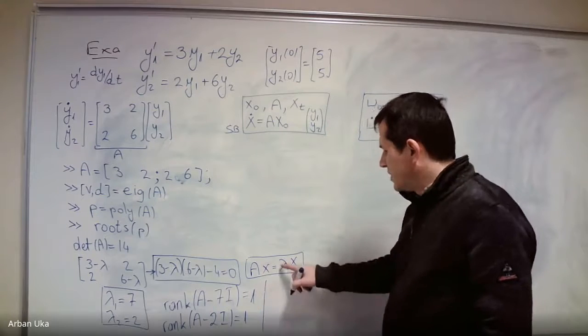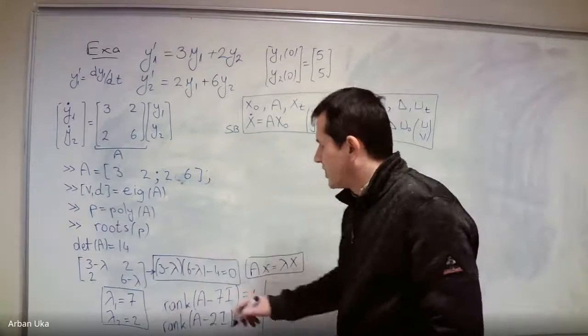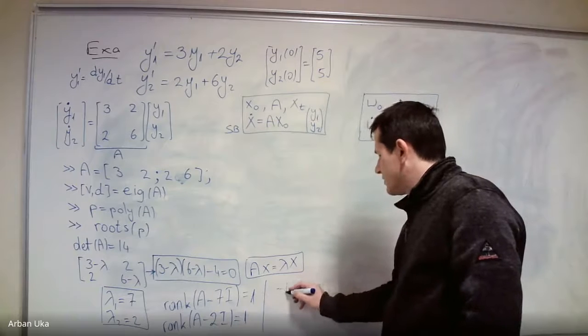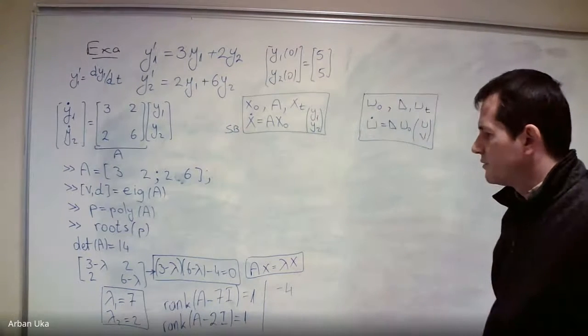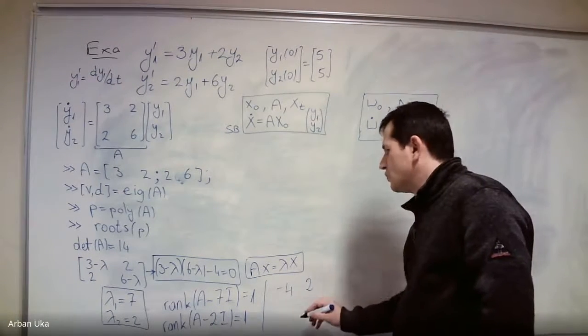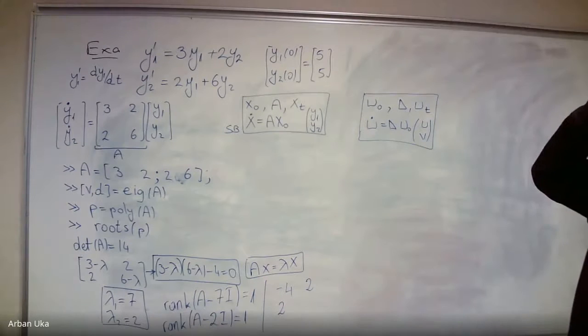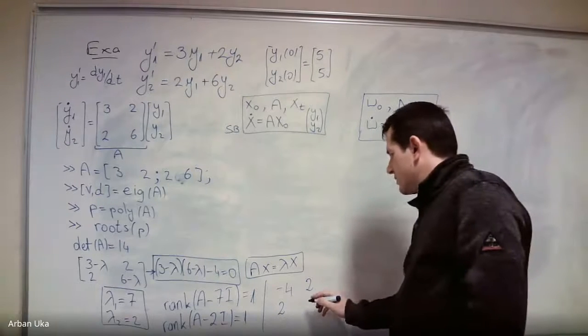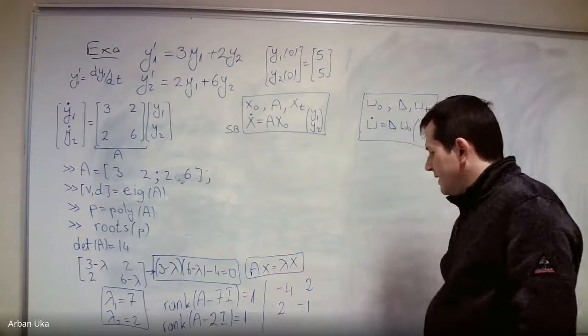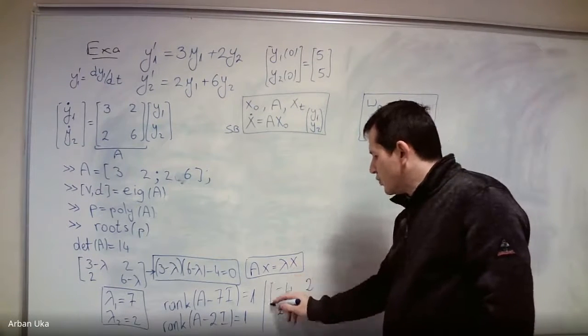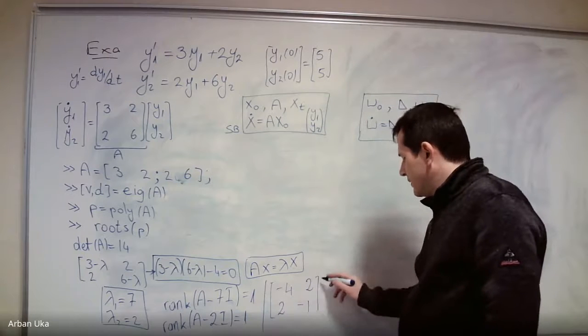But let's substitute here 7. We do 3 minus 7. What is 3 minus 7? Minus 4, 2, 2, and what is 6 minus 7? It is minus 1. Now, are these two rows linearly dependent?